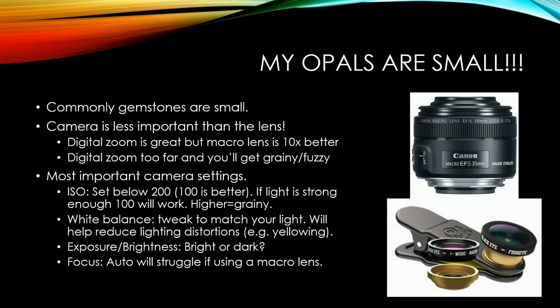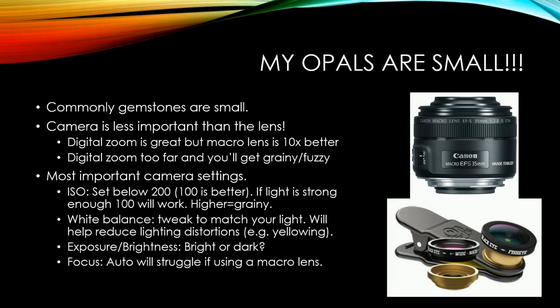If you don't have enough light, then you have to bump it up, or you have to get more light to try to keep it down. You just want to avoid that graininess, especially with gems. So the white balance, you just want to tweak that to match your light. A lot of the times you'll buy a light and it'll tell you exactly what the temperature is. Use that, set it, and you'll be perfectly fine. So if you've got a 5500 Kelvin light, just set it to 5500 and you're perfectly set.